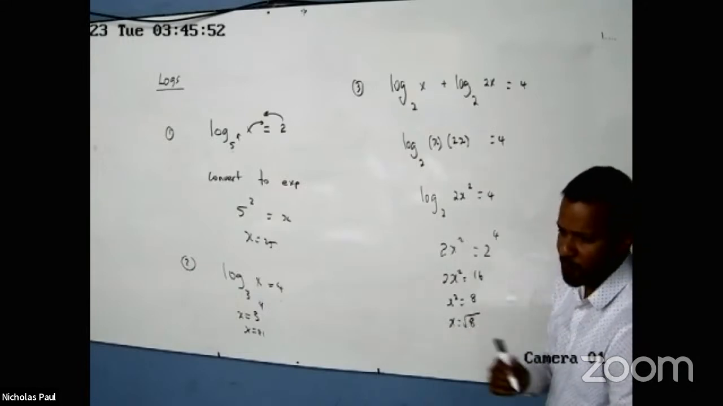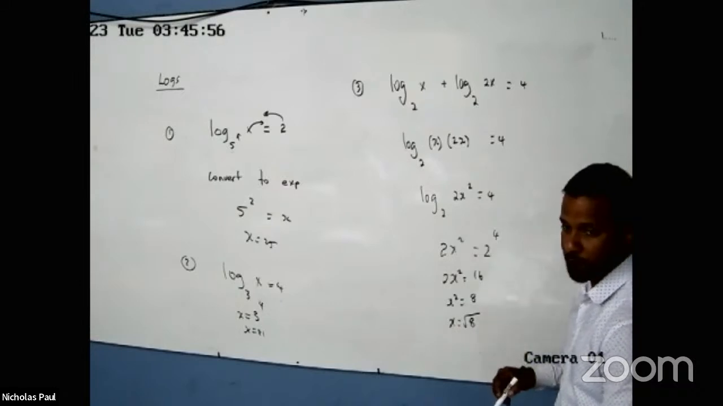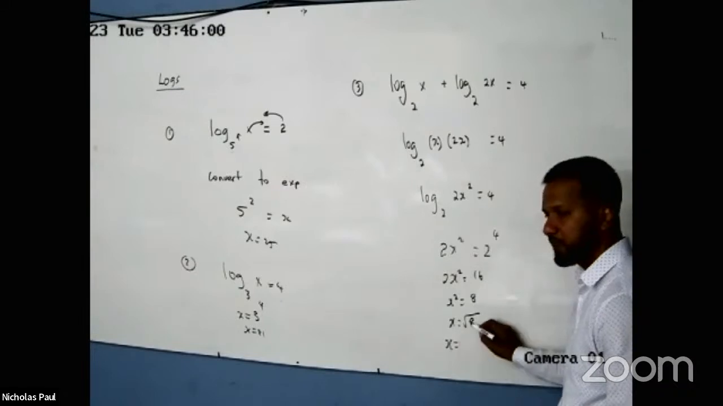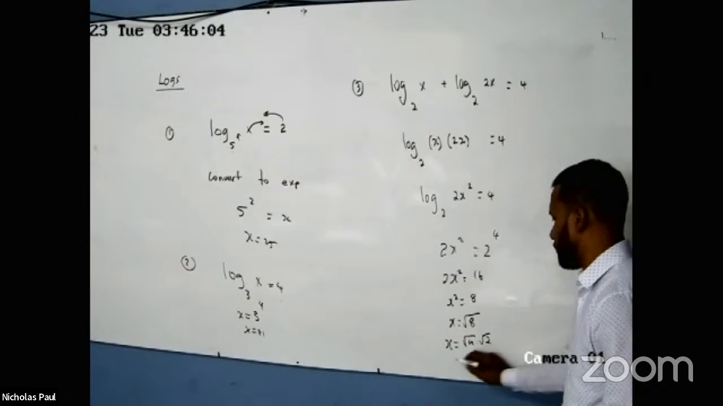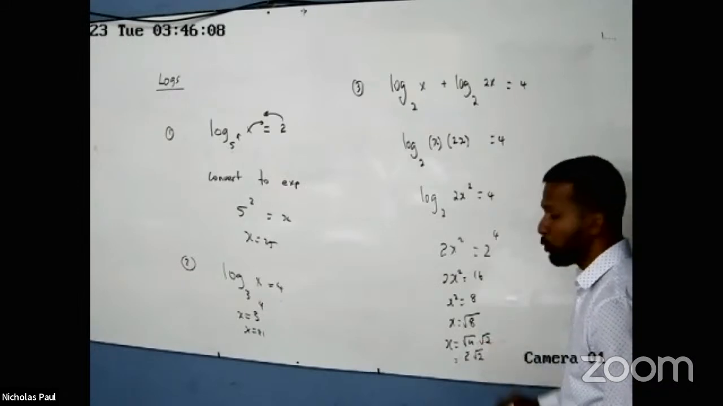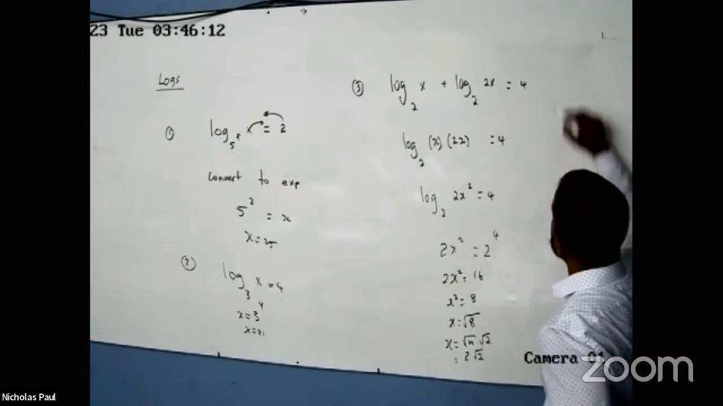Without calculators, could you also simplify this instead? Root 4 by root 2. Root 4 is 2. So 2 root 2. That's okay?